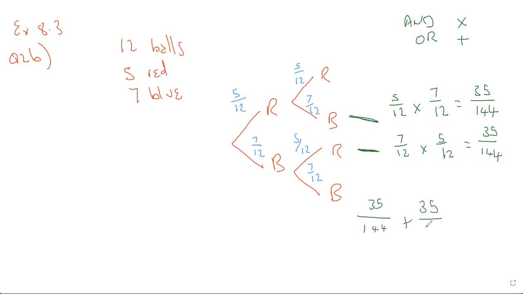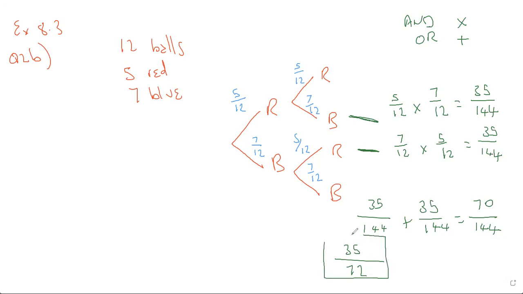plus another 35/144. All together, I get 70/144, and then I can just simplify my fraction, which gives us 35 out of, what's half of 144? 50, 22, so 72. All right, so that would be how you would do this question.